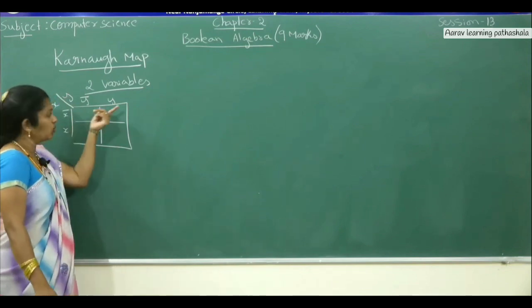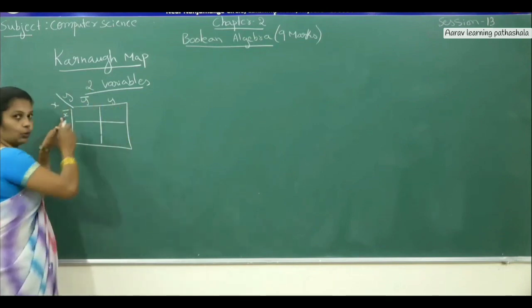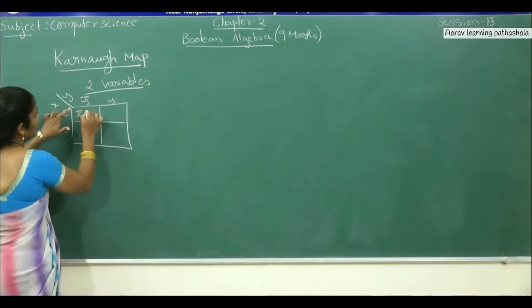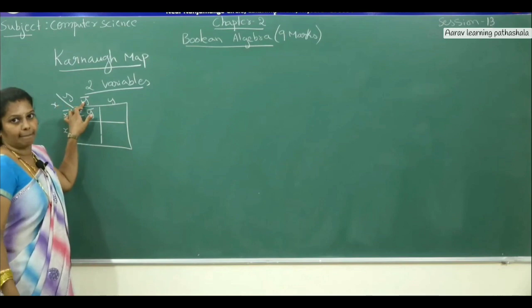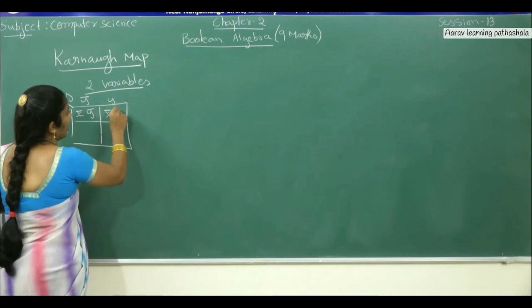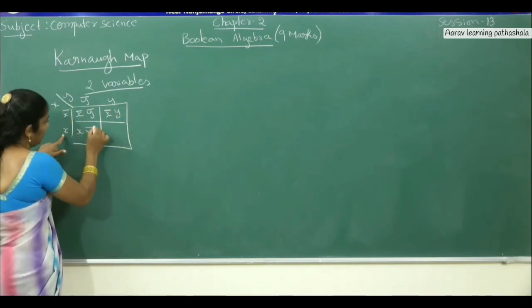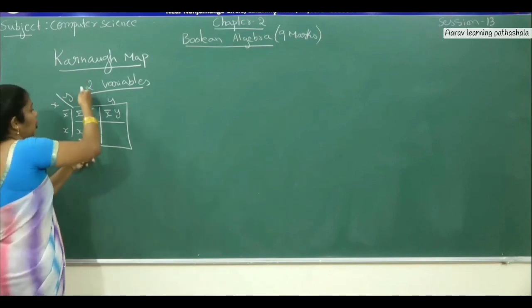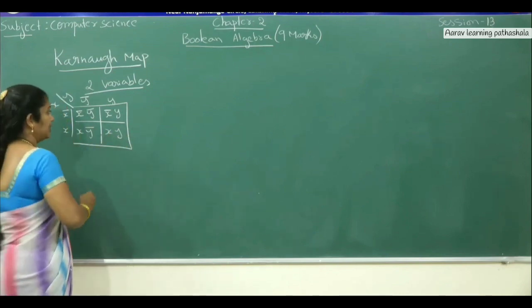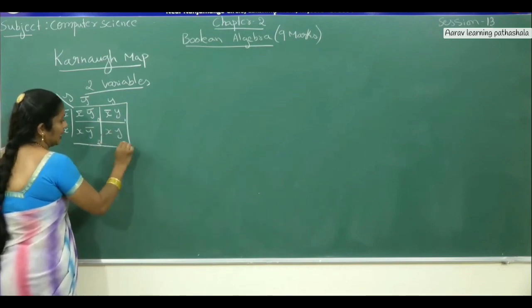What will be the designation, what will be the value inside each cell? First take the corresponding row and then the corresponding column. In the first cell the row is x bar and the column is y bar. Next, the row is x bar and the column is y. The next cell is x, y bar. The corresponding row is x and the corresponding column is y bar. Then again x, y. To find the designation value, write 0, then 1, next 2, then 3.